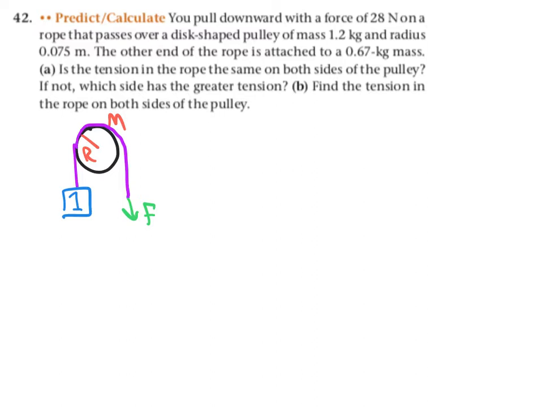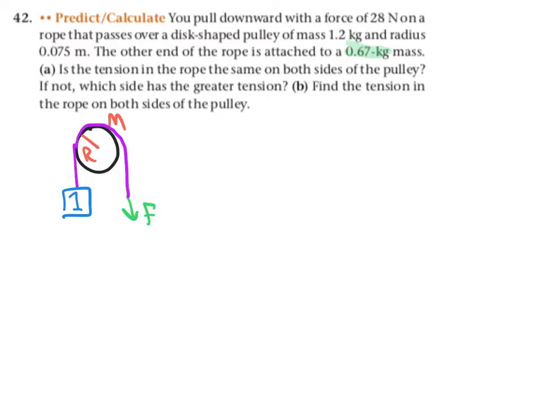Part B says, find the tension in the rope on both sides of the pulley, which sort of implies the answer to A is not the same. If we look at it, the weight of this mass is a little under 7 newtons, about 6.7, which means we are pulling much harder than the weight of the box. And so we expect the mass to be raised.